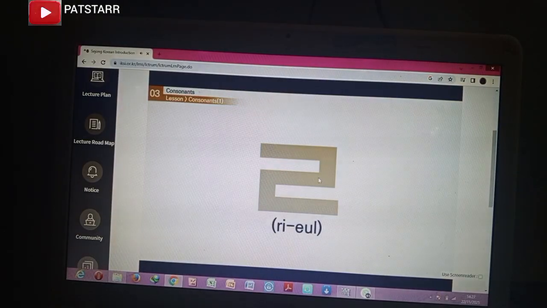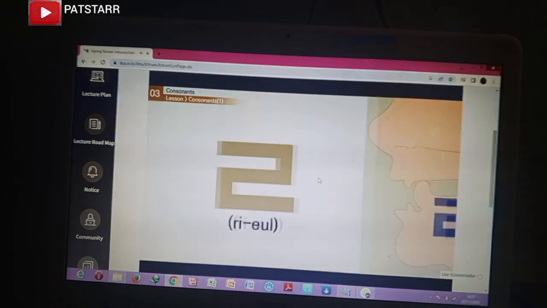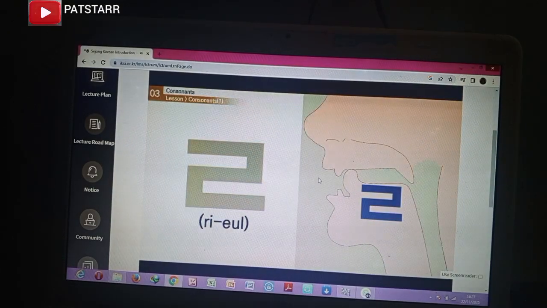Next, we can add another stroke to tigut to make the character real. Real is a sound made by softly rolling your tongue. Listen carefully.